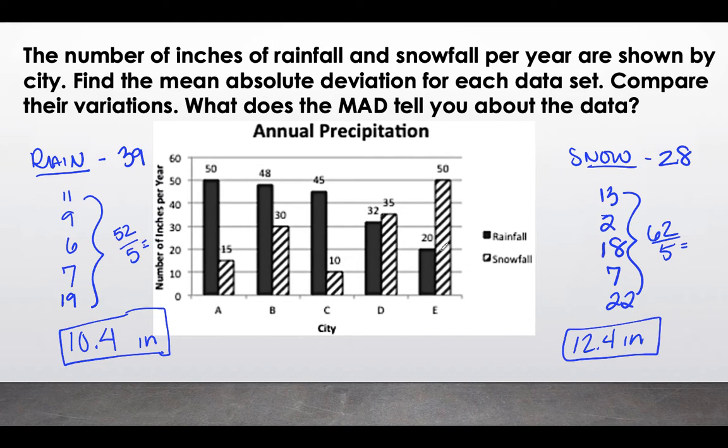So the question is, compare their variations. What does the MAD tell you about the data? So we can see from the mean absolute deviation that the snowfall data is more spread out from the mean than the rainfall data because the mean absolute deviation is greater. So this means that on average, each city is about 12.4 inches from the mean, versus the rainfall data, where each city is only about 10.4 inches from the mean. So those are closer to the mean than the snowfall data.